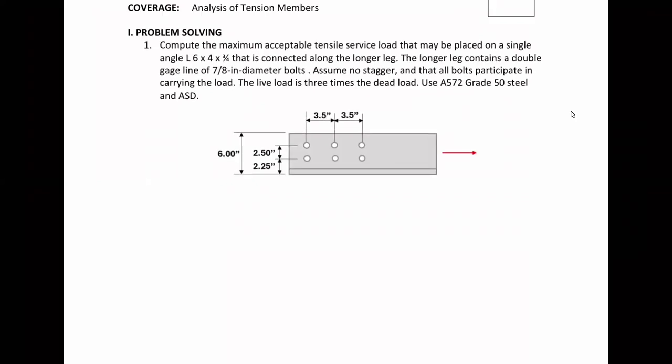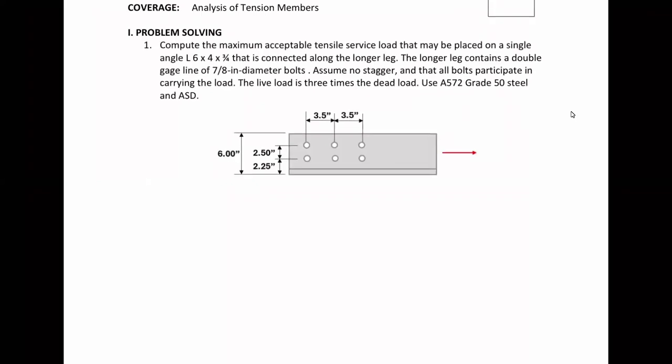Welcome to our session. Today we will be discussing how to solve our quiz yesterday. This is Principles of Steel Design, and the topic is analysis of tension members. We have here a given L section, L6 by 4 by 3/4, and we are asked to calculate the maximum acceptable tensile service load.